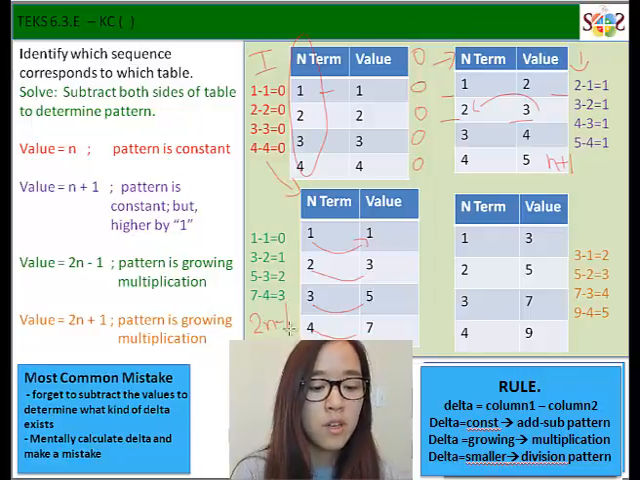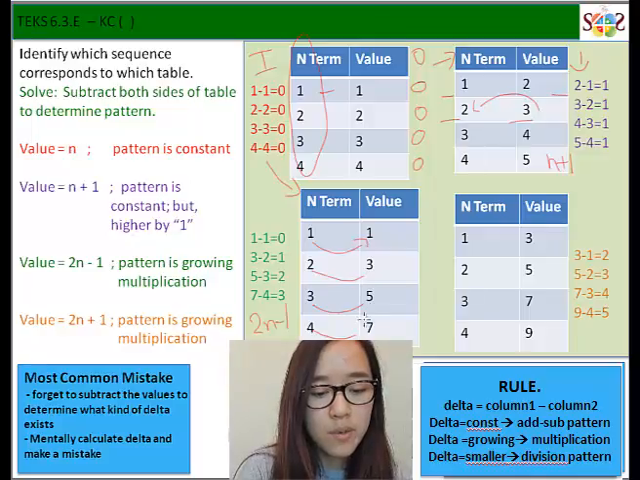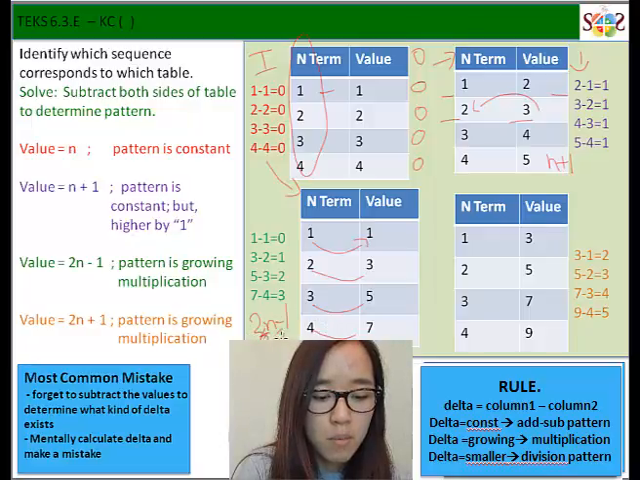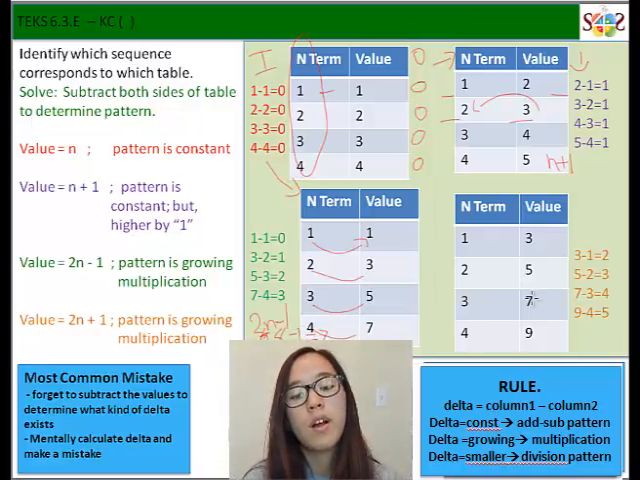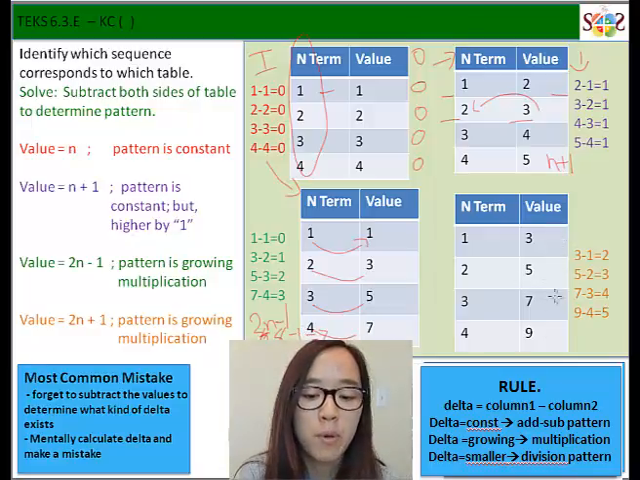So this pattern is actually growing by multiplication. So we can have an example of this right here. If we have 4 as our n term, we'd have 8 minus 1, and that would equal 7. So that works. Now for our last table, we have 1 right here as our n term, and then our value is 3.